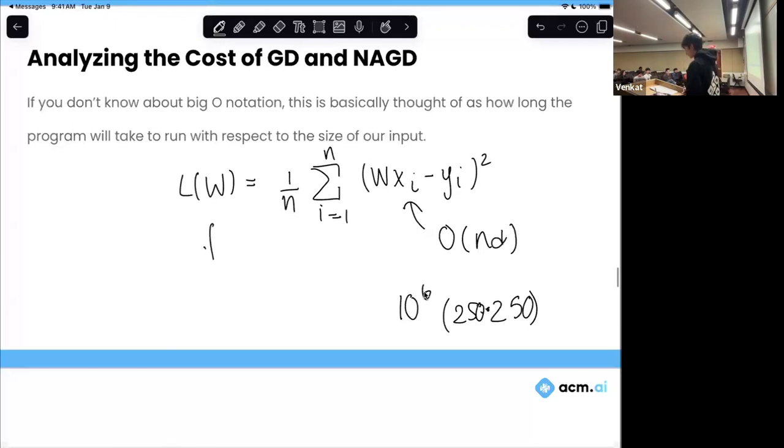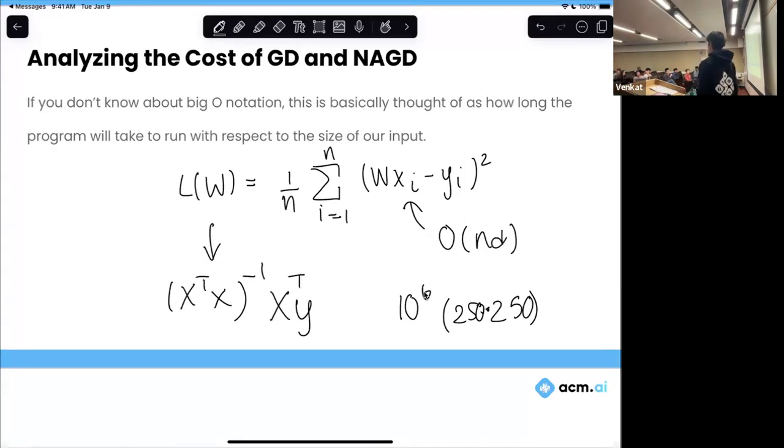And for this one, what we'll actually have is this. You don't need to worry about what this means, but basically, if you take x transpose, multiply by x, invert it, multiply by x transpose again, and multiply by y, you magically get the right answer. We calculated that by taking the gradient of the loss function, but you don't need to worry about that. So great, problem solved. Not exactly.